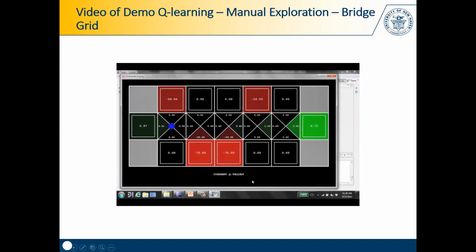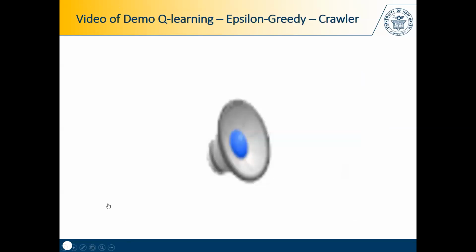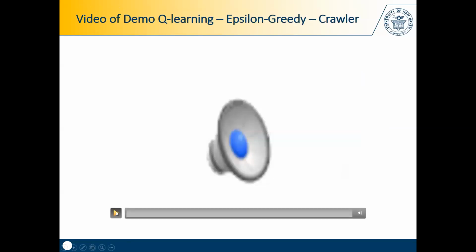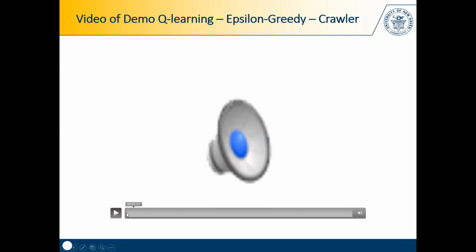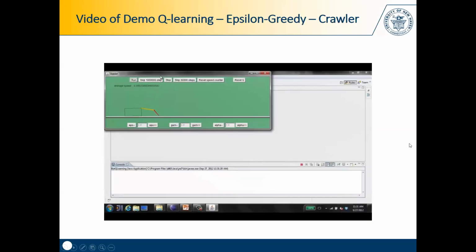Okay. Now let's watch a demo of exploring using the epsilon greedy mechanism. Oh, what happened? Here's the crawler. And now you can finally see what this epsilon control here is. This means 80% of the time we take a random action. That's a lot of exploration. It's not, however, a lot of progress.